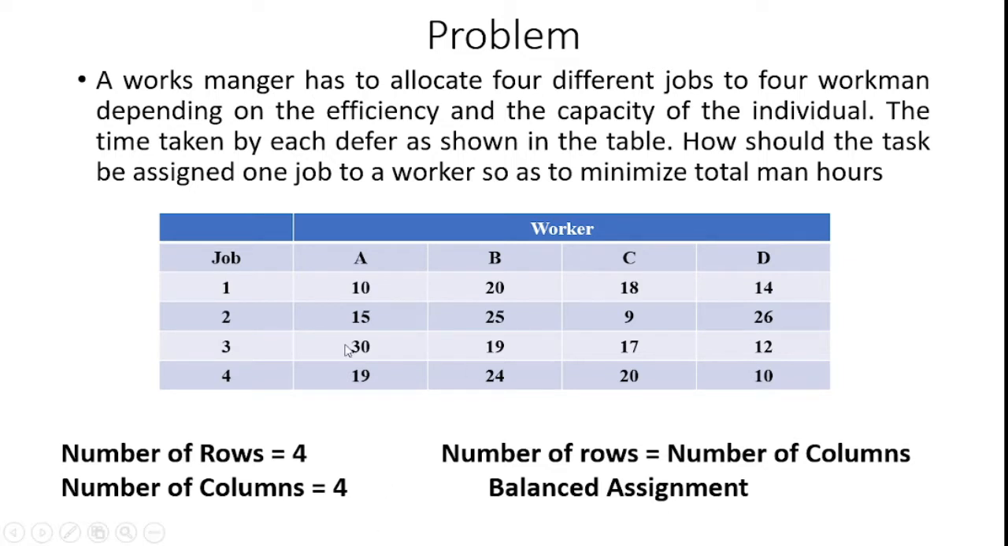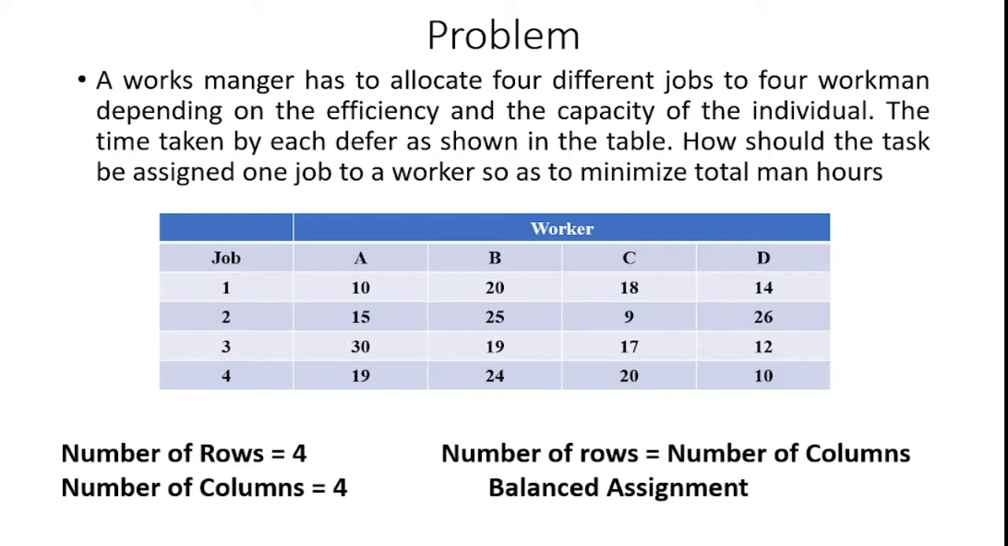In the table, there are 4 jobs available and 4 workers. The 4 workers A, B, C and D are available. How does the works manager distribute or assign the jobs to the respective workers? Let's see. The first step is to identify whether the problem is a balanced assignment or an unbalanced assignment. How can I identify?